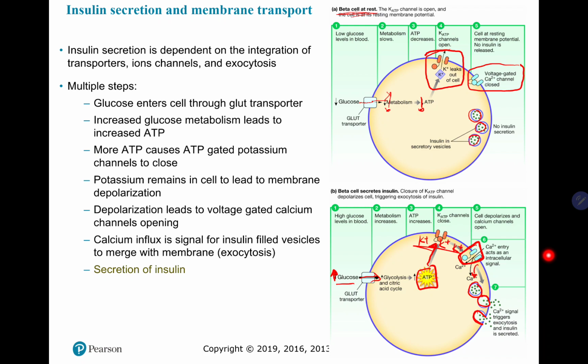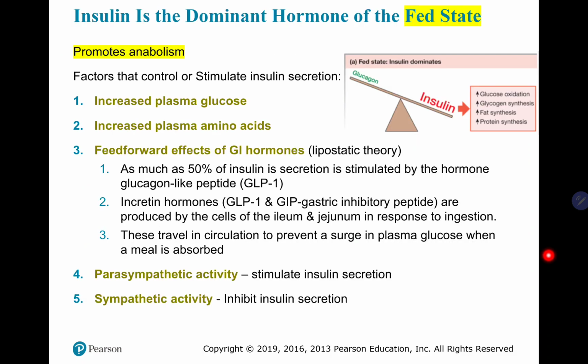So this is how insulin is released in response to high glucose levels. Insulin is the dominant hormone in the fed state, so insulin will promote anabolism. There are factors that will stimulate insulin secretion: of course, increased plasma glucose, and even increased plasma amino acids.